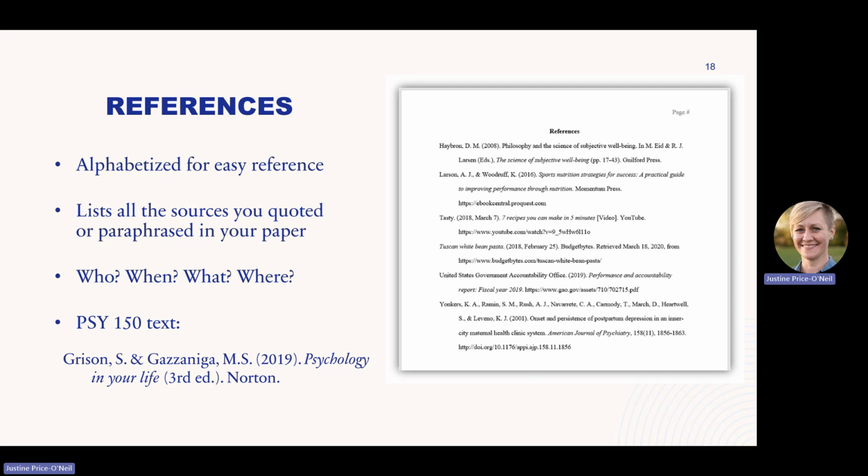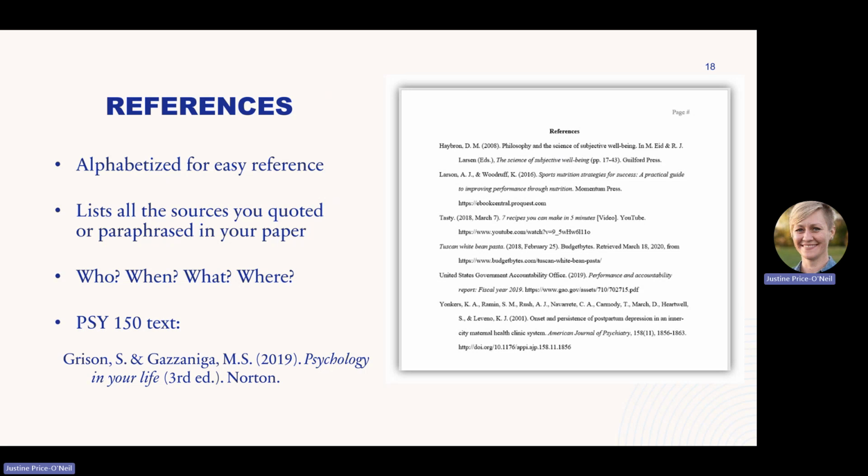So every source that is either quoted or paraphrased and cited within your essay itself will appear on the references page and vice versa. And you can see that the references page basically answers these questions pretty much in this order. Who wrote it? When did they write it? What is the title and where was it published?